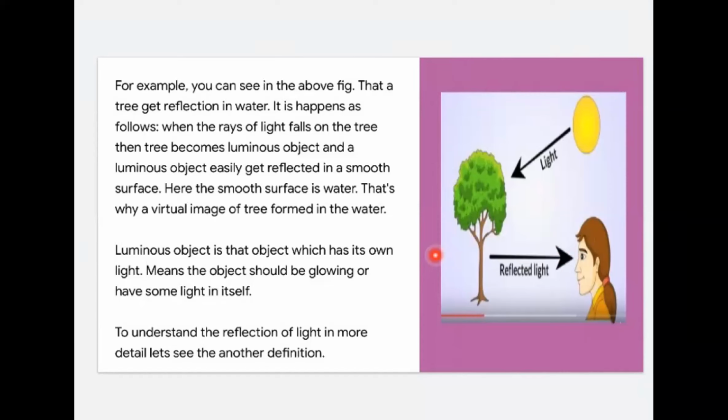This is the reason why we are able to see objects. Objects on their own do not have light, but the moment light falls on any non-luminous object, here in our case the tree, it becomes illuminated and ultimately it starts giving out light.